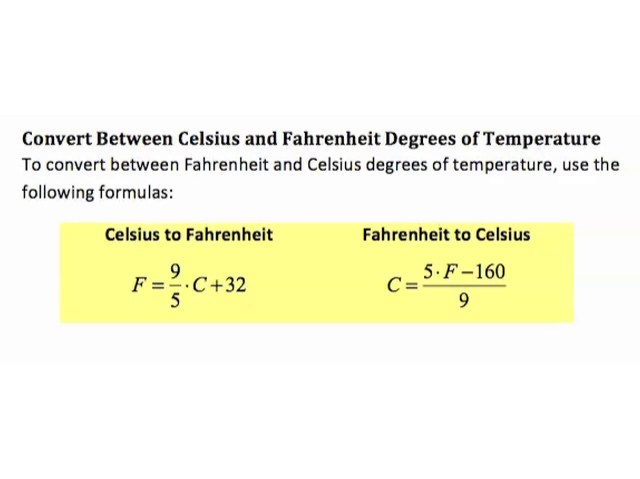Convert between Celsius and Fahrenheit degrees of temperature. To convert between Fahrenheit and Celsius, use the following formulas. So if we're starting with Celsius and we want to convert it to Fahrenheit, this is the formula that we're going to use. And you can see here we would plug the Celsius information in there for C, and when we plug that in and do some calculations, we would get the Fahrenheit degrees. Now if we're starting with Fahrenheit and we want to convert it to Celsius, we would use this formula, where we would plug the Fahrenheit degrees in here, do some calculations, and that would give us that temperature in degrees Celsius.